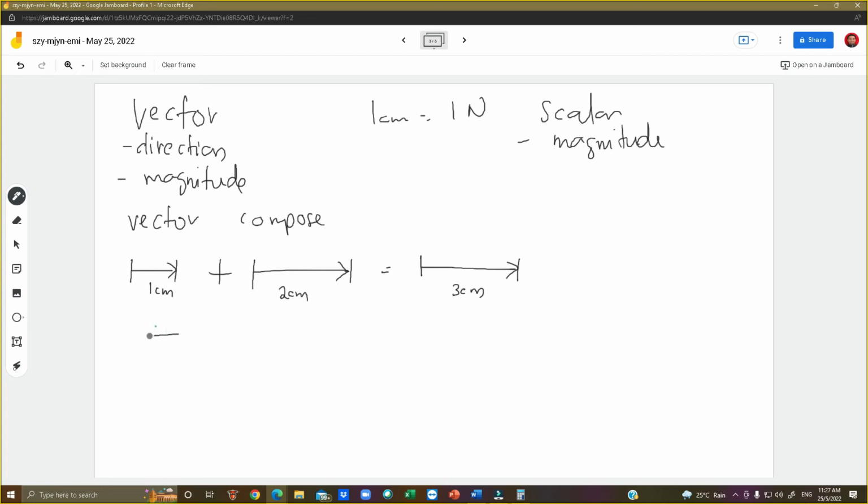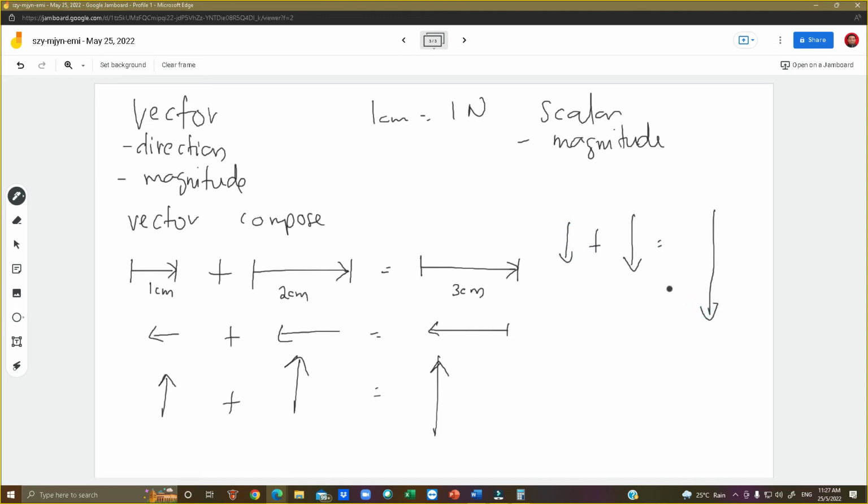Kalau dia ke sana pun sama. Itulah plus. So you need to have the total length of the arrow, and that is the answer. Ni vector. Same goes if it goes upwards. Atas. So that is the result. Vector. Okay, and if it goes downwards pun sama. Look at je berapa panjang ni. That is vector. So the length of the arrow represents the amount of force in the system itself. Ini kalau the arrow is in the same direction.